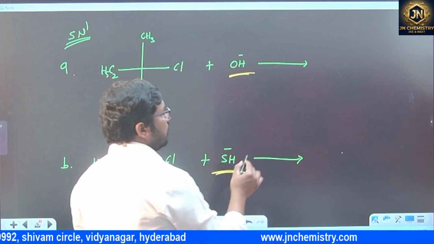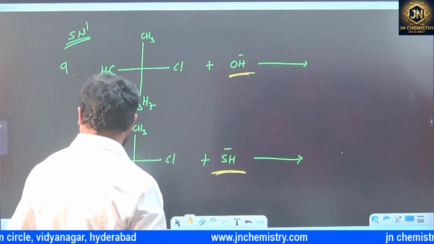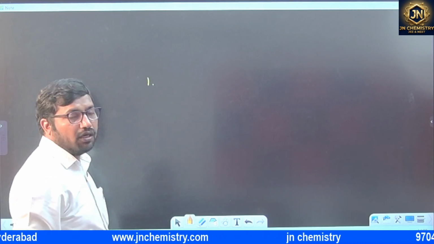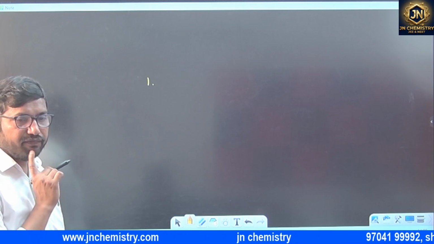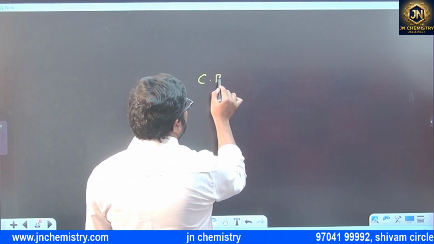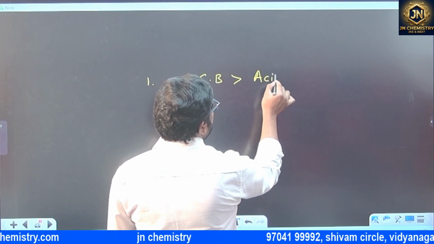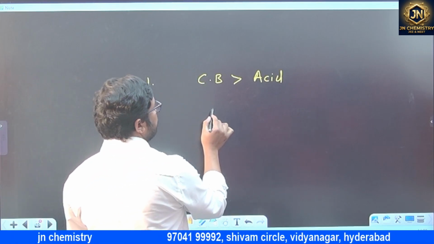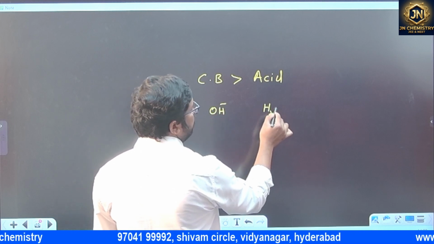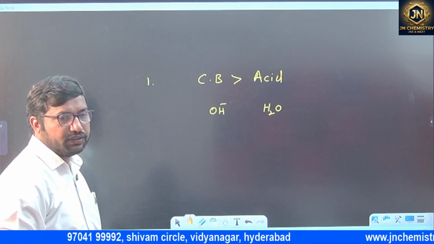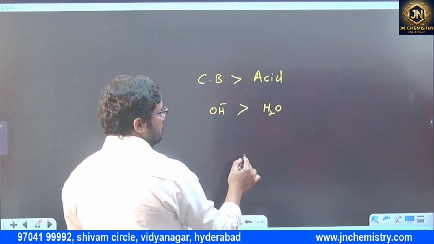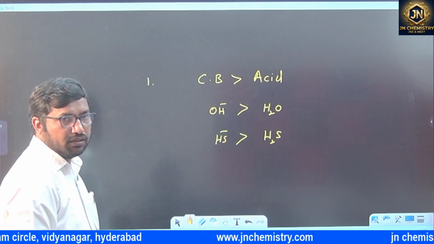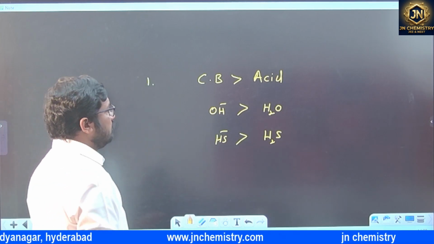So write down the nucleophile strength again. How to identify the nucleophiles? First, a conjugate base is always a stronger nucleophile when we compare it with its acid. What is a conjugate base? For example, OH minus and H2O, both are coming, so which is the stronger nucleophile? OH minus. H2S, HS minus. The conjugate base, the first one.